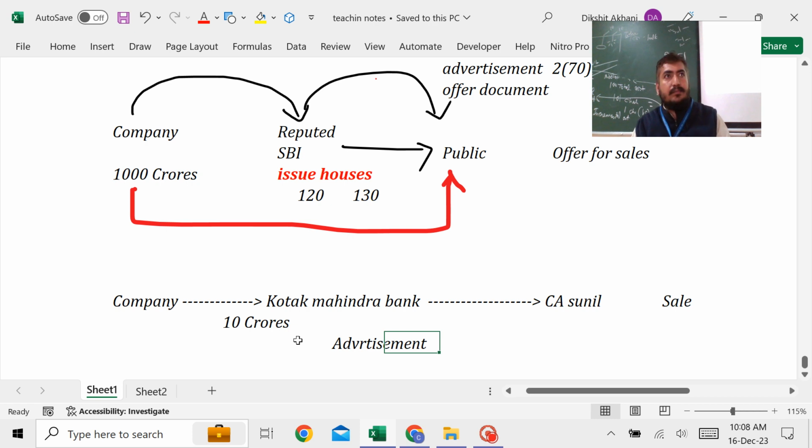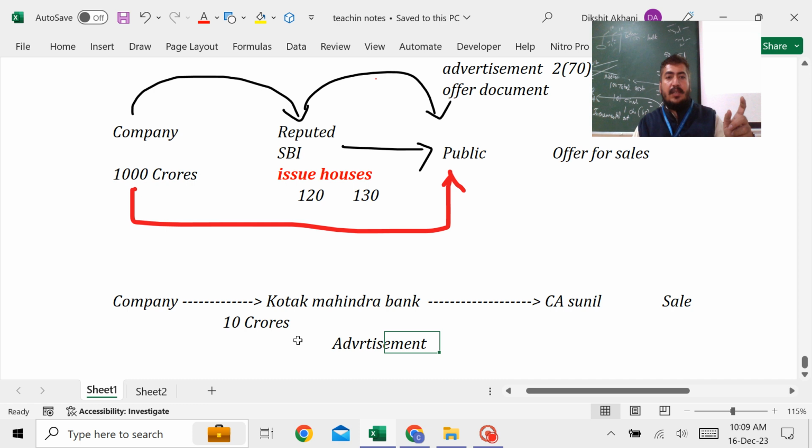Sir, in the second example, Kotak Mahindra is further selling it to the public, right? Firstly, it purchases from the company, and then it further sells. Yeah, it is just like a resale process. You bought the goods and then you forward it. But in the first example, SBI is the mediator, or rather, I would use the word representative or agent for the company. Exactly.